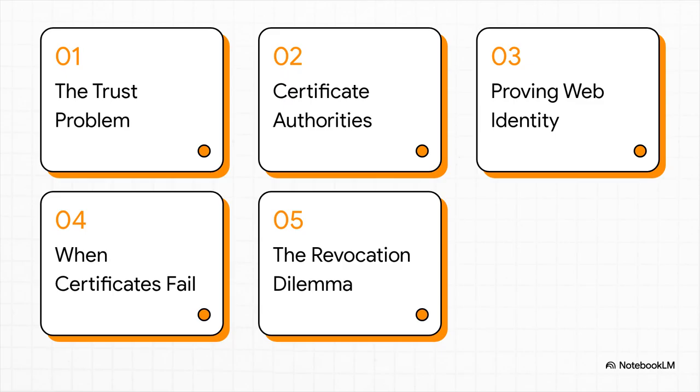In this explainer, we're going to break this down step by step. Number 1, the internet's trust problem. 2, enter certificate authorities. 3, proving your web identity. 4, when certificates fail. And finally, 5, the revocation dilemma. So let's get into it.